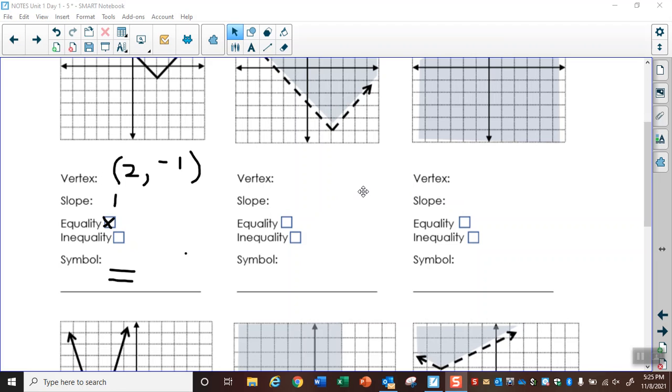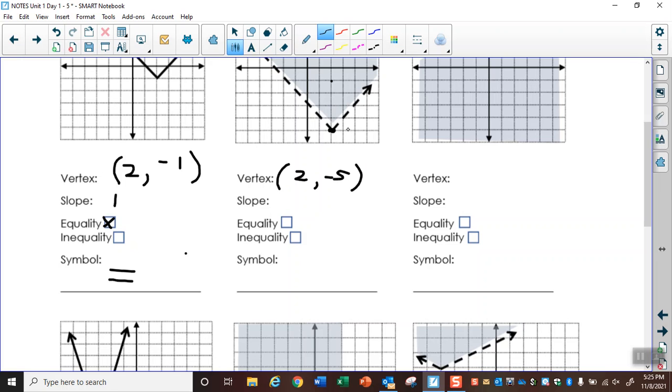So looking at this graph right here, the vertex would be this point. Let me put my pen on. This point right here is the vertex. The coordinates of that point would be, if you start here at the origin, I'm going to go right 2 and down 1, 2, 3, 4, 5. So the vertex would be (2, -5).